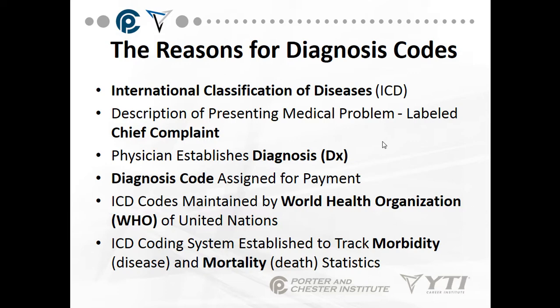Now, the ICD codes are maintained by the World Health Organization of the United Nations, by WHO. And the ICD coding system was established to track morbidity, disease, and mortality, death statistics. We can look at those codes and say, people in South Alabama, a lot of people are going in with this specific rash. Oh, it's Lyme's disease. So now we have the Lyme's disease outbreak in South Alabama. So that's what we look at with these codes, besides being paid for them.